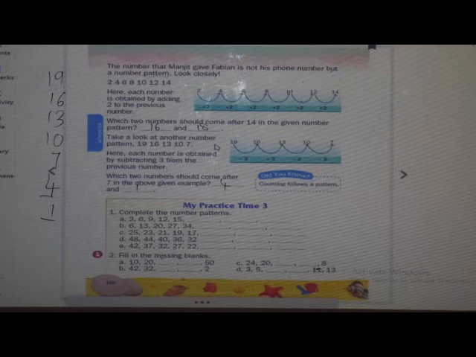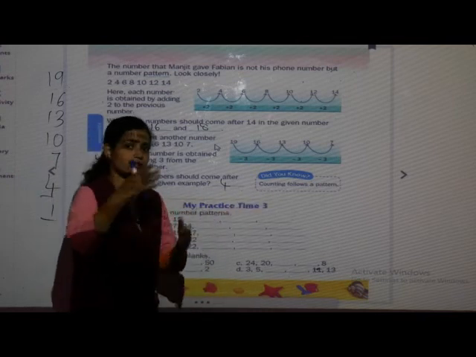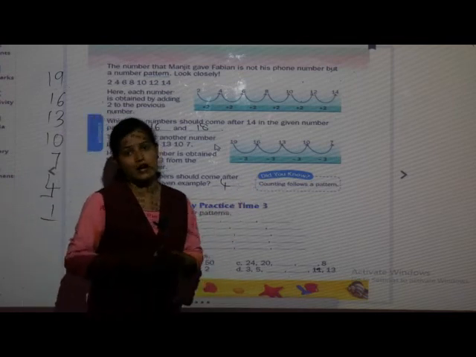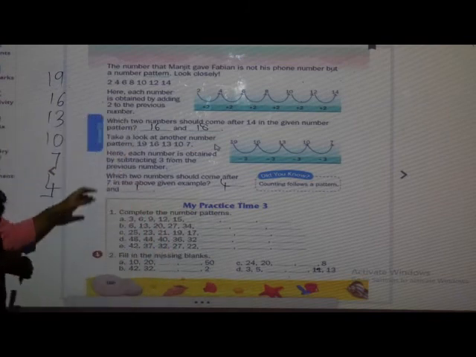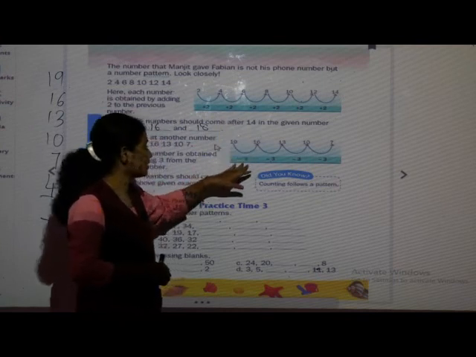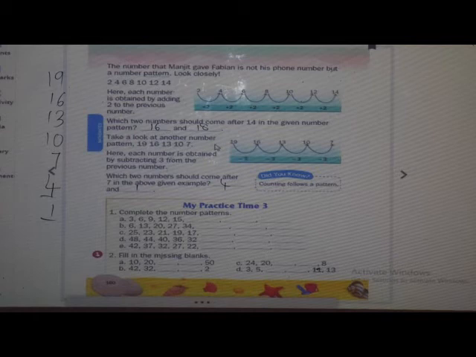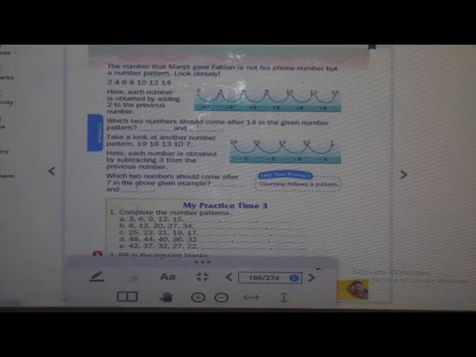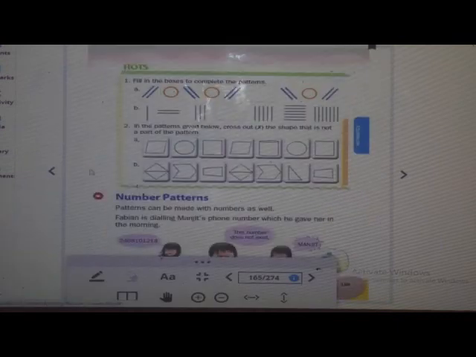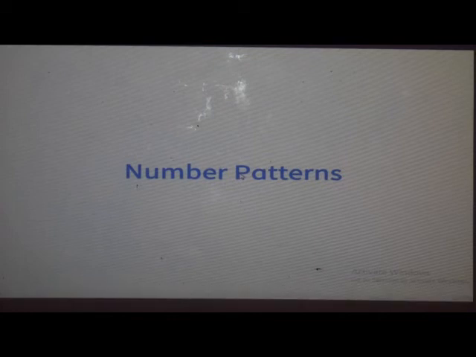Okay, understood? Counting follows a pattern. See, counting forward and counting backward follows a pattern. Okay, देखो हमने बढ़ाते वक्त क्या किया है, ऐड किया है, और कम करते वक्त माइनस. दैट यू नो ओनली. ओके, अंडरस्टूड? दिस इज नंबर पैटर्न. सो नंबर पैटर्न. Patterns can be made with numbers as well. Let us see how.